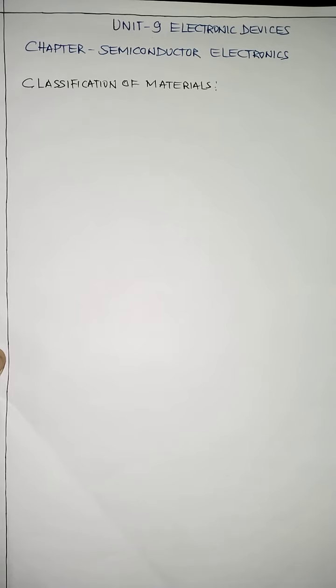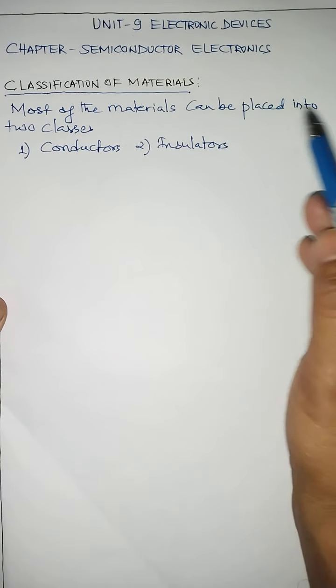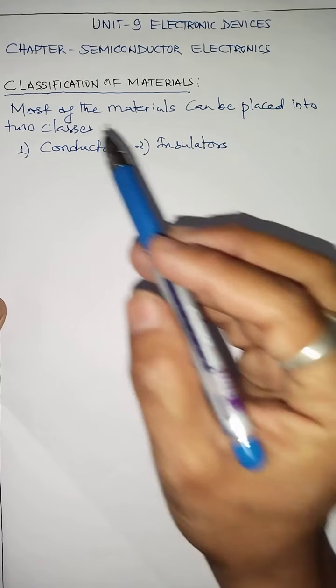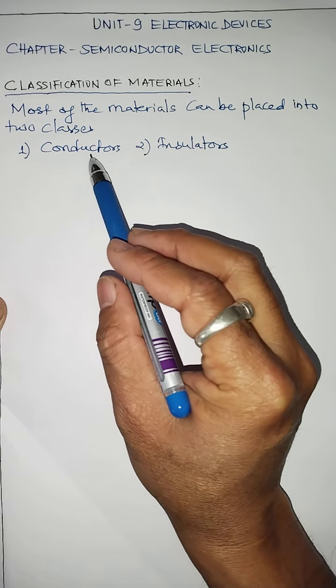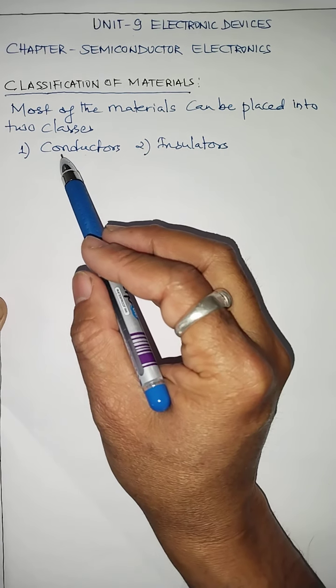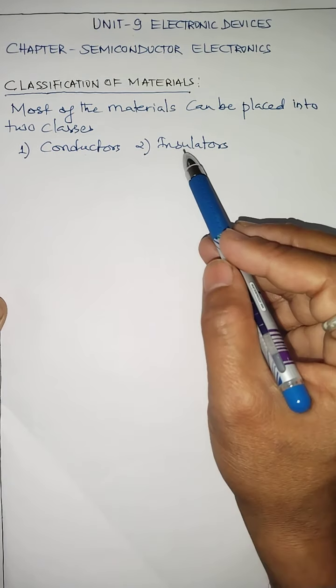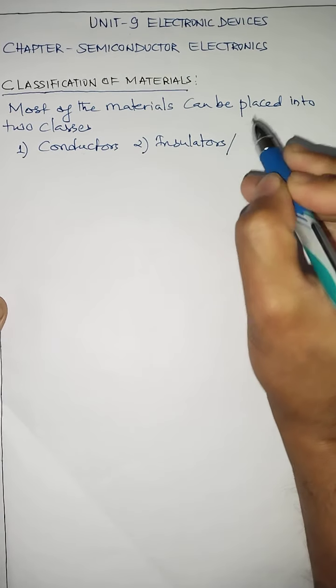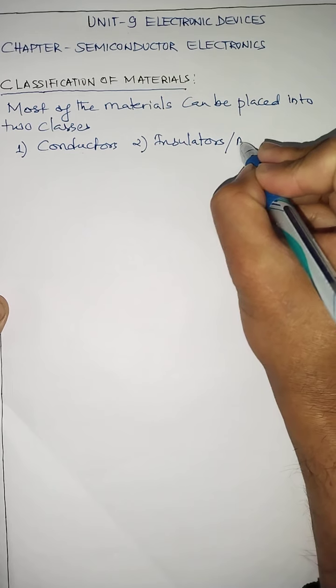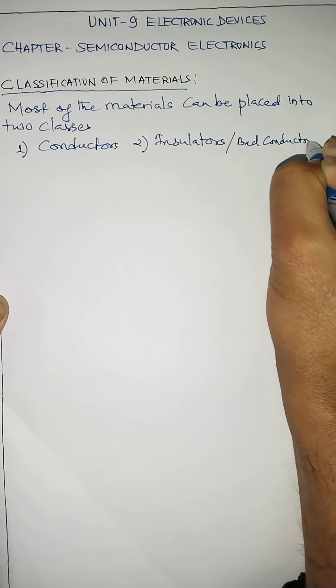To start this chapter, we begin with an introduction to the classification of material. Most materials can be placed into two classes: conductors, and another one called insulators. Conductors and insulators have just opposite properties. Insulators are also called bad conductors. Sometimes we call an insulator also a bad conductor.